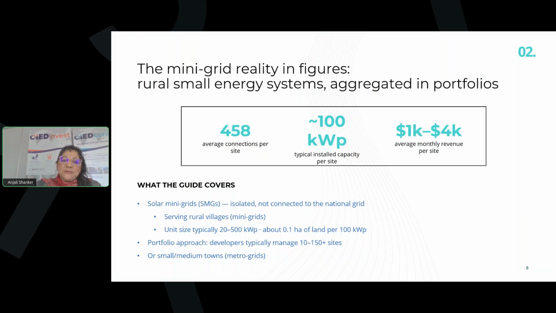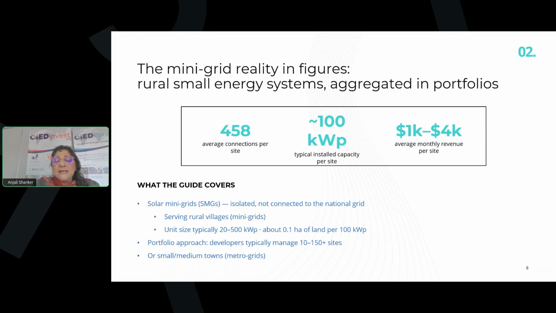These individual solar mini-grids actually serve rural villages, so there is a mini-grid associated with generation. The size, as we said, is typically 20 to 500 kilowatt peaks. And just to give another ballpark figure, we are not talking about huge challenges in terms of land. Generally, we're between 0.1 and 0.2 hectares for 100 kilowatt peak.